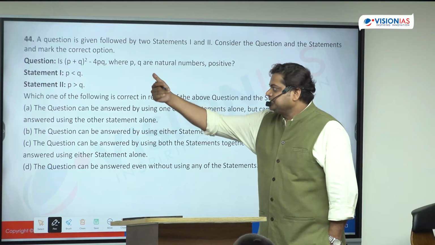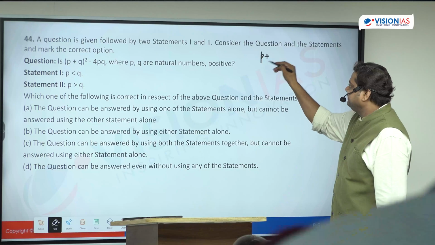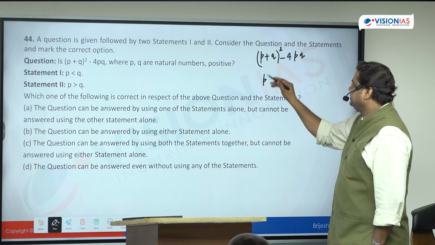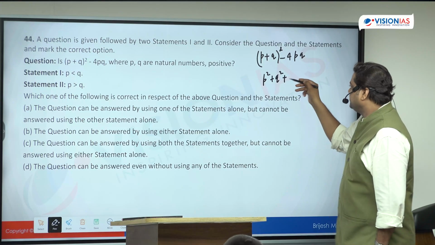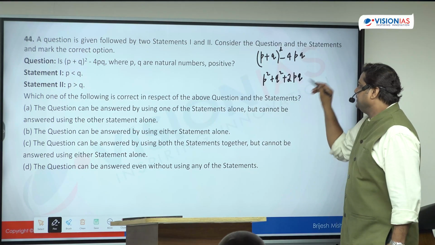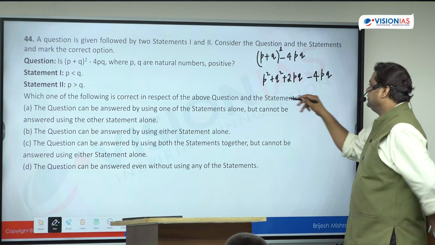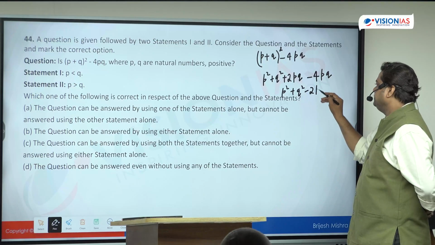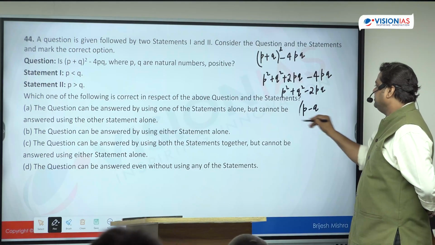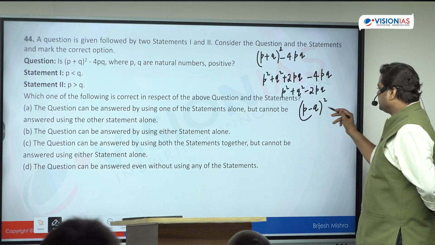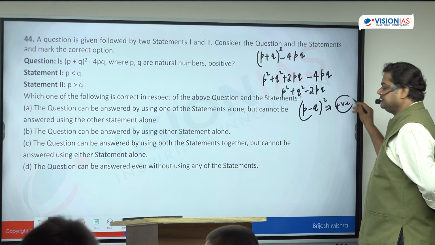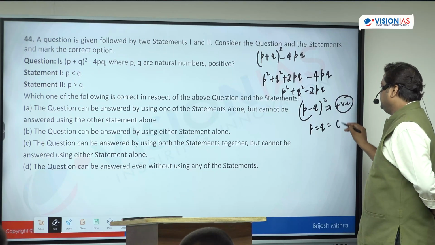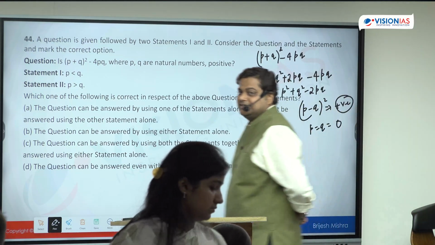So the question is p plus q whole square. So we'll try to simplify it first. Minus 4pq. So this is what? P square plus q square plus 2pq minus 4pq. This is what we are getting, p square plus q square minus 2pq. That means basically it is p minus q whole square. This is whole square, it will come positive only. But if p is equal to q, it can be 0. So 0 is not a positive.